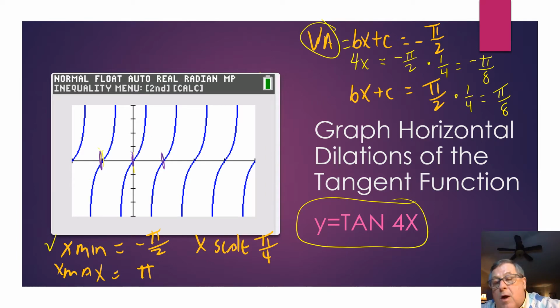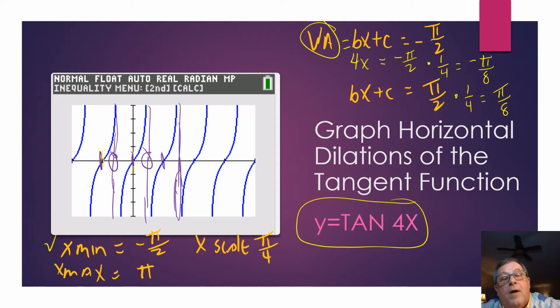And when I look at this graph, if these tick marks represent pi over 4, well, halfway between there, I'm seeing vertical asymptotes. This one represents negative pi over 8. This one is positive pi over 8. And I see one every pi over 8, halfway between my scale of pi over 4. That's why I set my scale at pi over 4. All right, well, let's look at another one.